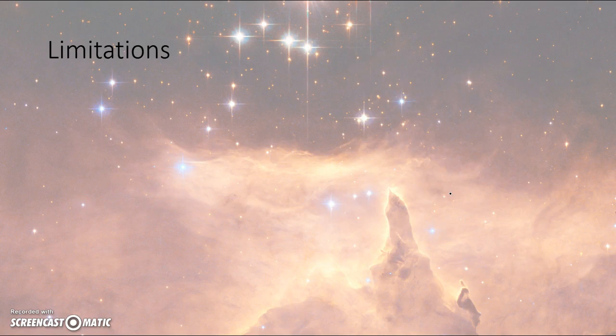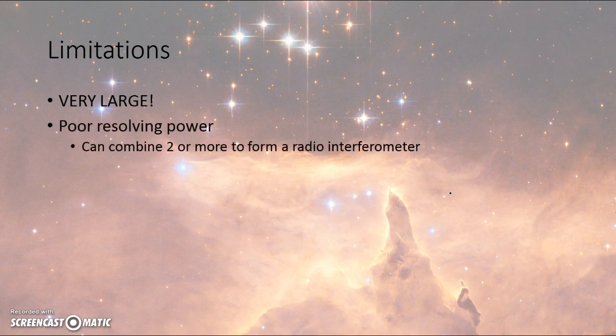All right, so there are limitations to everything that we have and do. So limitations to the radio telescope is that they're extremely large. They have large wavelengths that they're trying to take in, and the images that come in from these large wavelengths are extremely fuzzy because they have large fringes. Remember fringes? So, poor resolving power. Because they have large fringes, they have poor resolving power and they can't get a good resolution. However, you can combine 2 or more of them to form a radio interferometer.